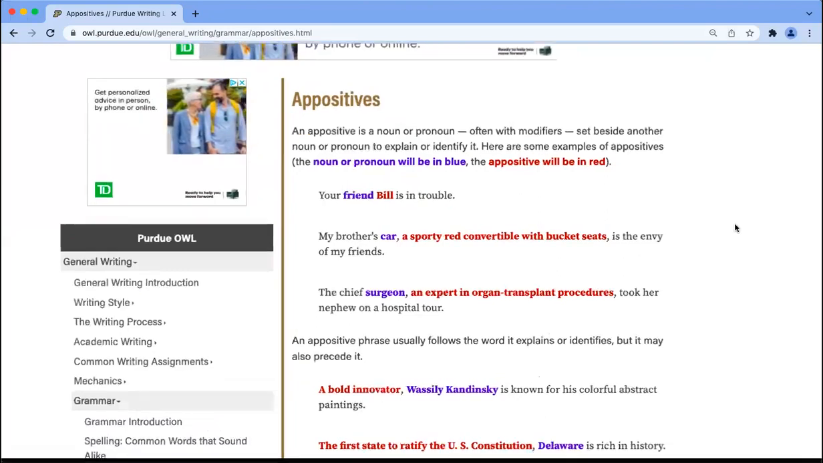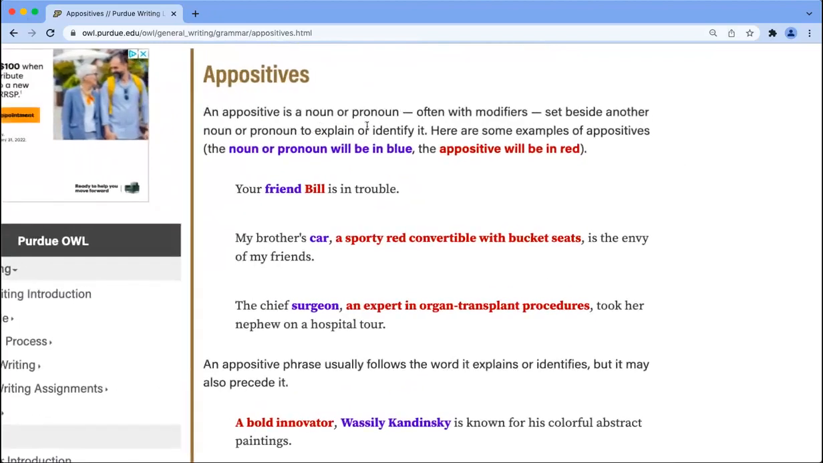So appositives are considered as noun or adjective phrases. An appositive is a noun or a pronoun. Could be one noun, could be a group of words, but there's no verb. There's no subject in the appositive. They are modifying and making the meaning of your noun stronger. So there is a noun or pronoun, and then the appositive will be in red.